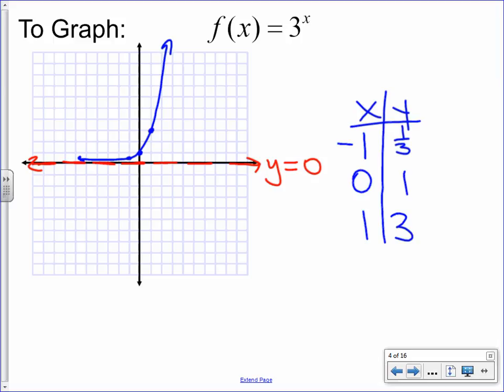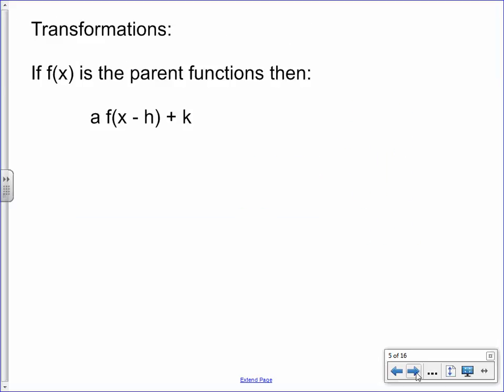Now, let's very quickly review our transformations. What does a do to our graph? Okay, so we can do a stretch or a shrink here, right? What about if it's negative? If we have a negative a, what does that do to our graph?